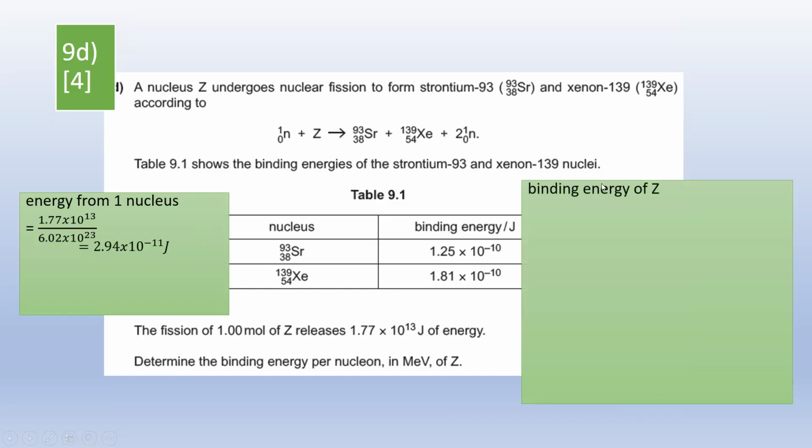Binding energy of Z equals the binding energy of these two minus the binding energy for this one. This one is the energy that's released. So that will give you the binding energy of Z. And then there is one more thing to calculate: the number of nucleons of Z.